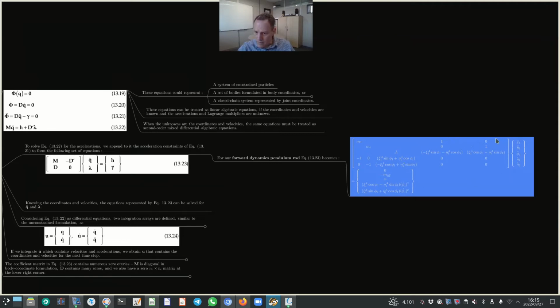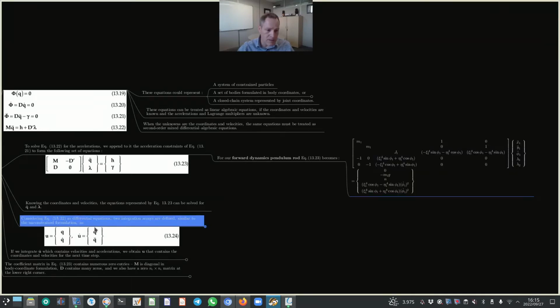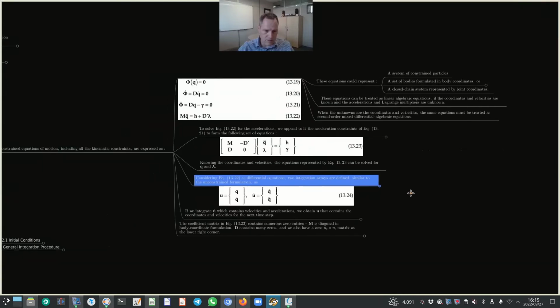Then this matrix is known. On the right hand side, we know the mass, and gravitational acceleration is known. The moment acting on the pendulum rod is also known. It's something that we specify. And then coordinate phi 1 must be known, plus the angular velocity phi 1 dot must also be known. Then the right hand side is known, and that's what they say. With the coordinates and velocities known, we can solve equation 13.23 for the accelerations and the Lagrange multipliers. Now, considering equation 13.22 as a differential, let me just zoom in a little bit again.